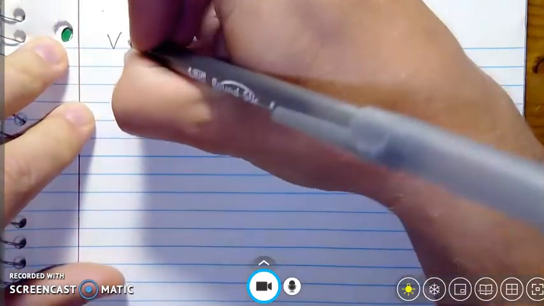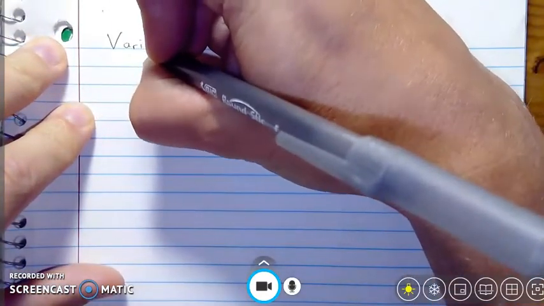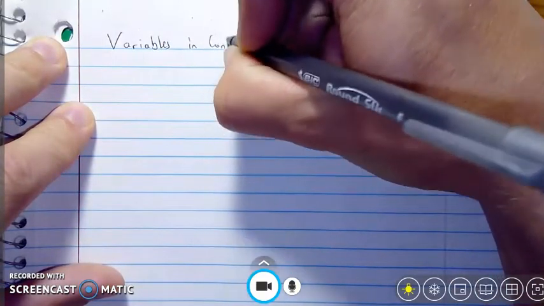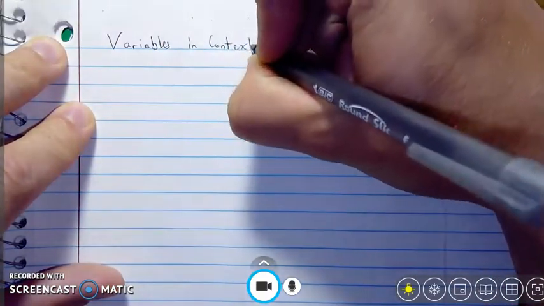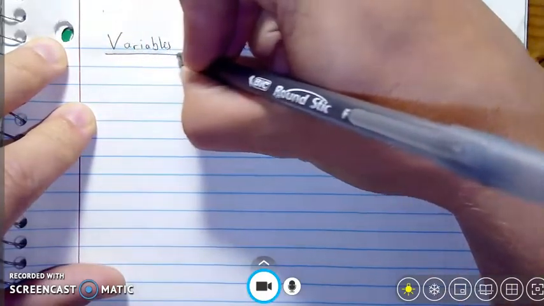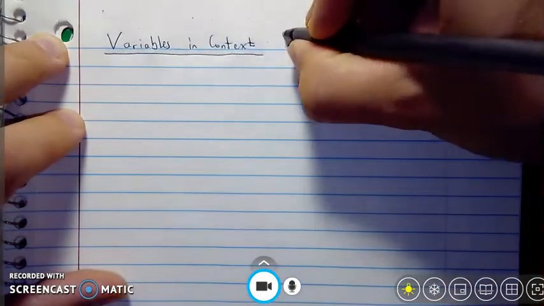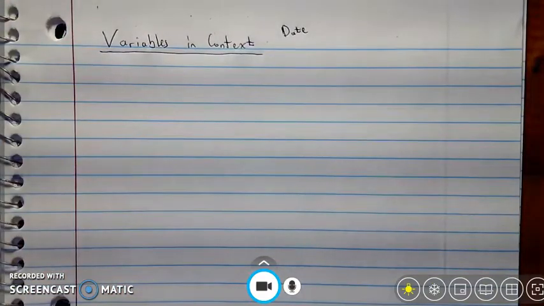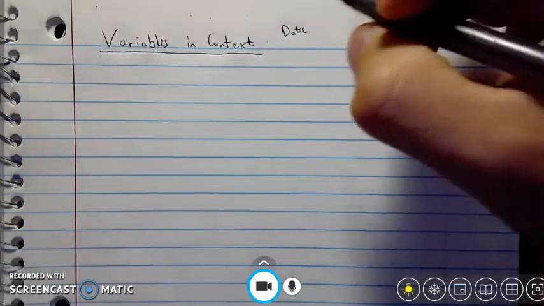So let's write the title, Variables in Context. Make sure you write the date. It makes it easier to go through the notes and know this is the order that we did things in, and if you want to go back to a certain date to check things.